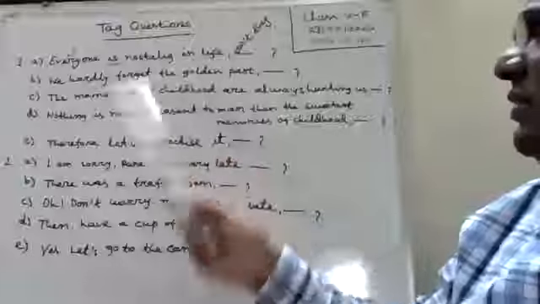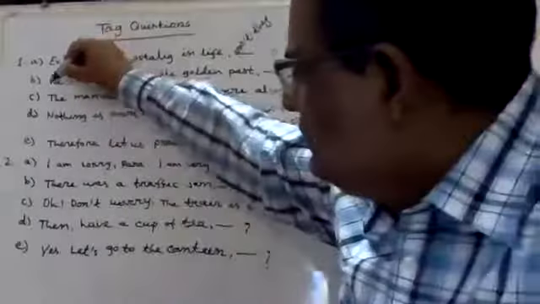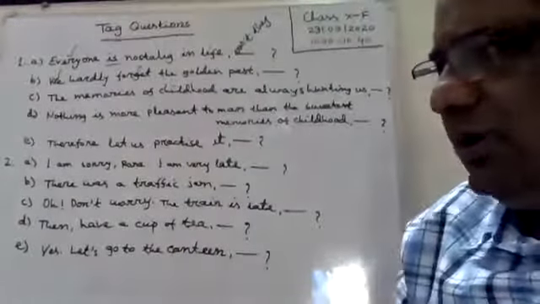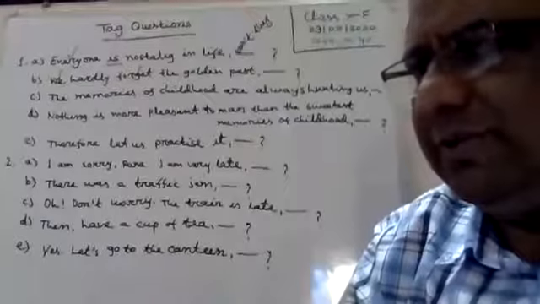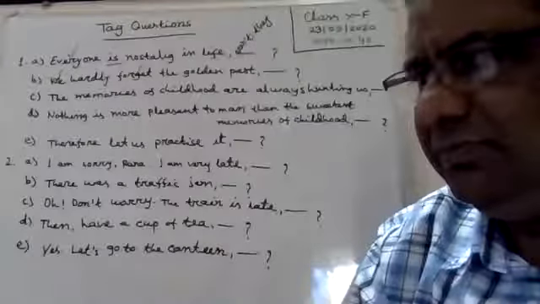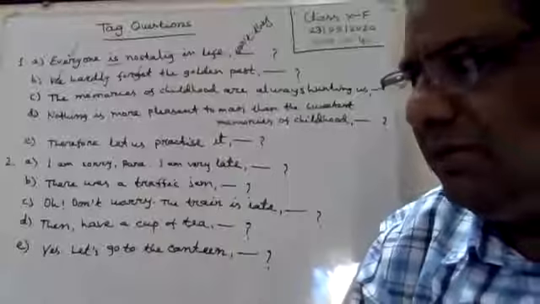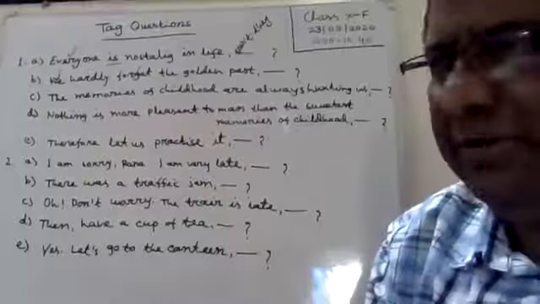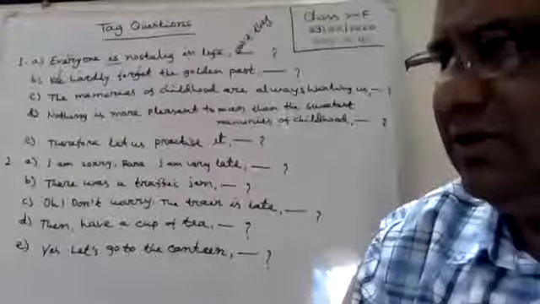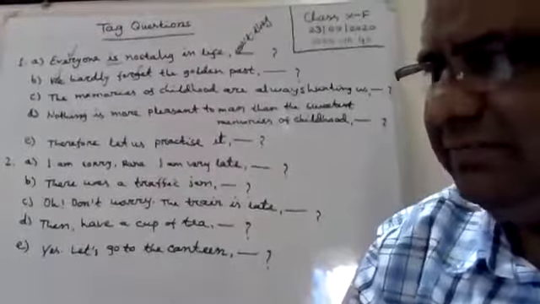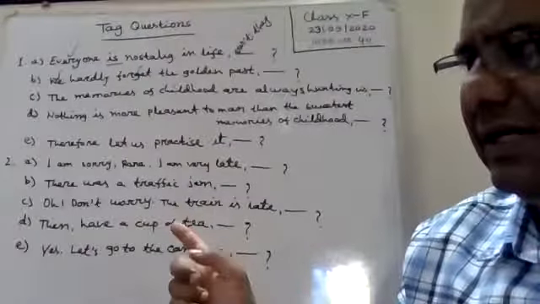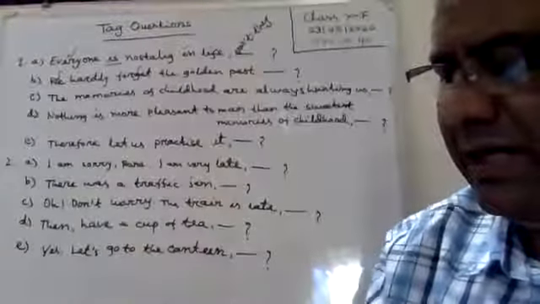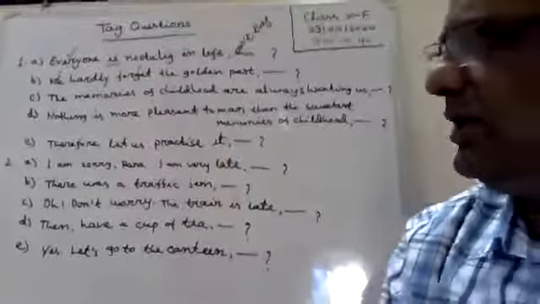Okay, number B. We hardly forget the golden past. What is subject? We. What is verb? Here, auxiliary verb is not present. What type of verb is present? Finite verb, that means main verb is present. And what is the auxiliary verb hidden in it? If we make it an interrogative question, or we make it a negative question, then auxiliary verb will come out.